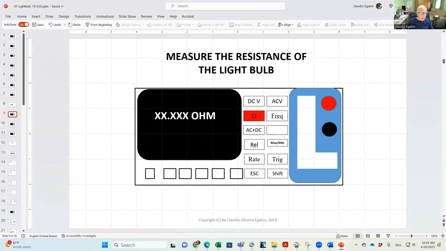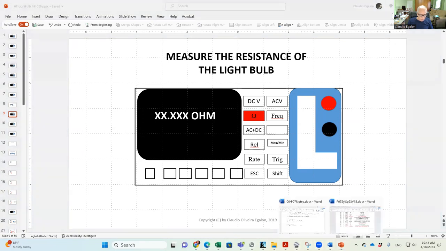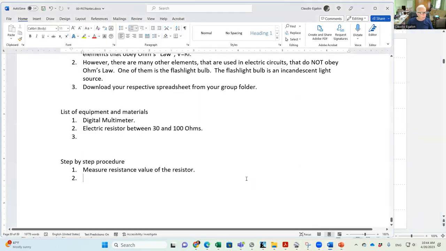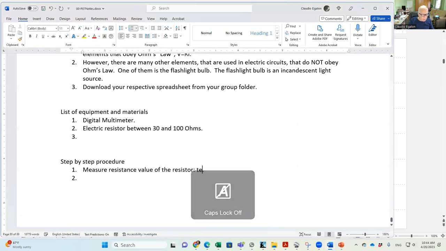So, going back, the light bulb disconnected, unloaded. The resistor too must be unloaded. That's the way to measure the resistance value of the resistor. The resistor must be by itself. The resistor cannot be connected to any circuit, okay, when you make this measurement.